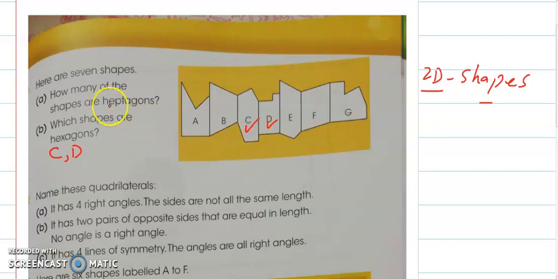So out of all these 7 shapes, 2 shapes, C and D, are hexagons. The others have a different number of lines, so we cannot call them hexagons, because a hexagon will have 6 sides only. So the shapes that have 6 sides are C and D. That's why we will say these are hexagons.